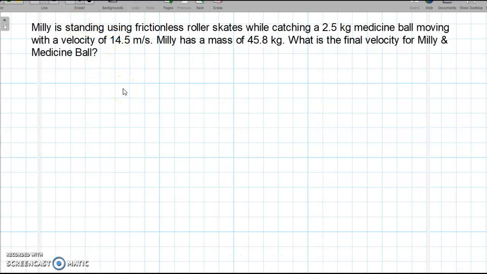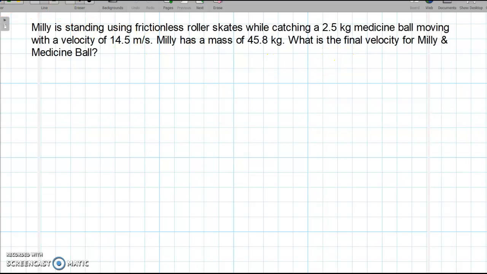So Millie is standing using frictionless roller skates while catching a 2.5 kilogram medicine ball, moving with a velocity of 14.5 meters per second. Millie has a mass of 45.8 kilograms. What is the final velocity of Millie and the medicine ball?